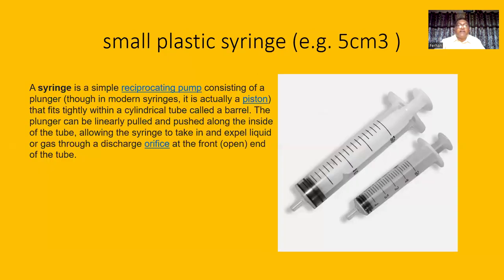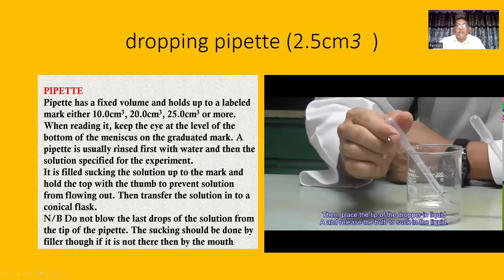The pipette is very important. You see, the pipette has a bulb here, and when you squeeze this bulb, the air will be taken out, and when you release this bulb, the liquid will be sucked into the pipette. So if you want to pick a certain volume of the liquid, you can do that with the help of the pipette. This is called the dropping pipette. You can also read it from here.